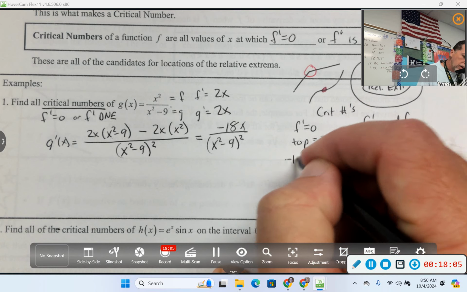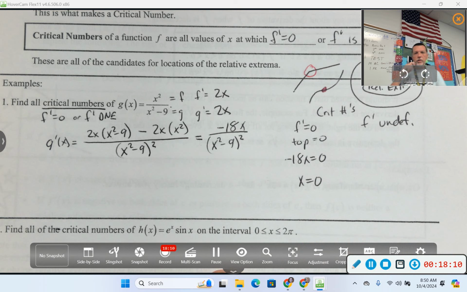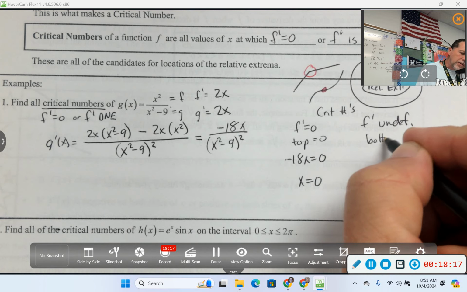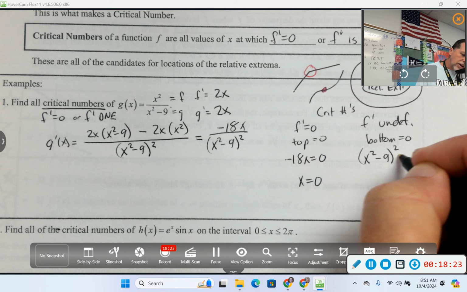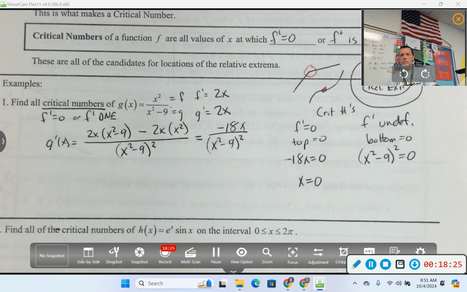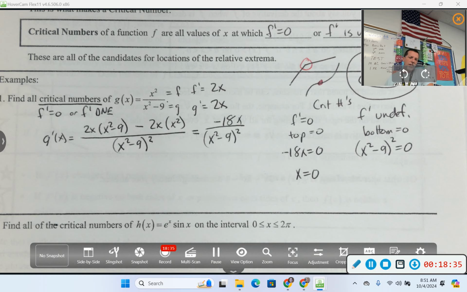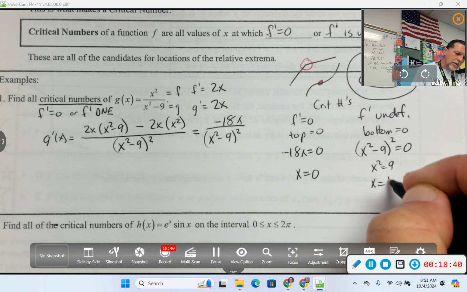So top equals 0, negative 18x equals 0. So x equals 0 is a critical number because it makes the derivative 0. Undefined would be if the bottom is 0. So x squared minus 9 squared equals 0. Can you tell by looking what values of x would make that 0? Plus or minus 3. So you could factor it, or you could square root both sides, but eventually you're going to get plus or minus 3.